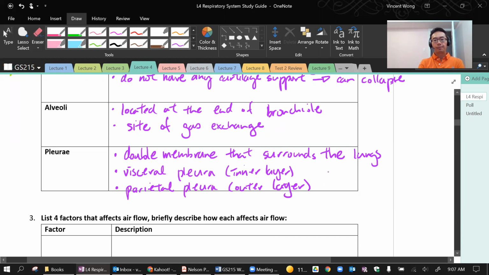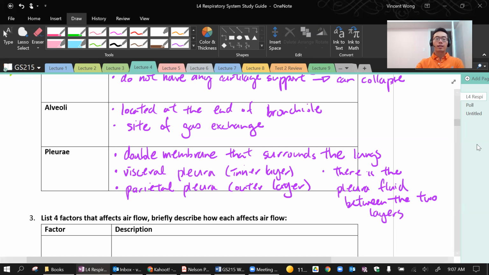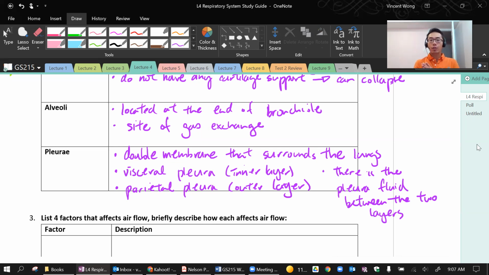Now, in between, right, there is the pleural fluid between the two layers. Okay, so the pleural fluid creates surface tension so that when one layer moves, the other layer will move with it. Okay, think about two plastic bags. If you have a plastic bag on the table and then you have another one that you're holding, you can try to pick up the plastic bag with the one that you're holding. Like they just won't stick, right? Okay, but if you wet it first and then you touch the other one, you might be able to lift it up.